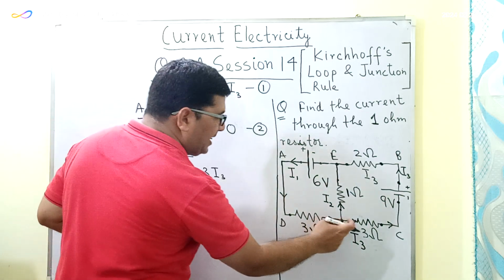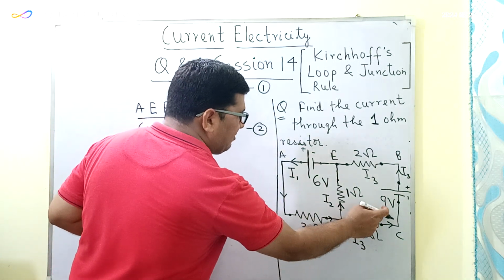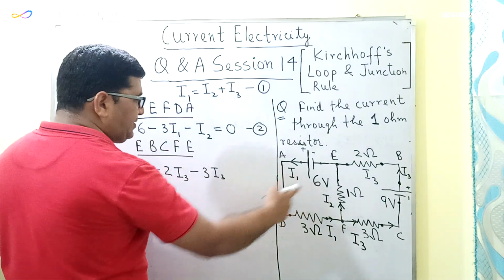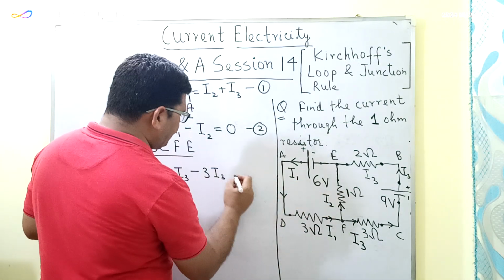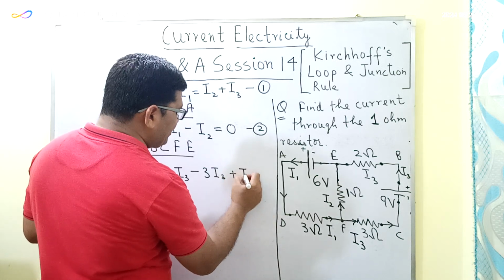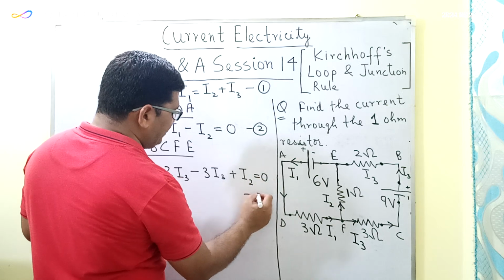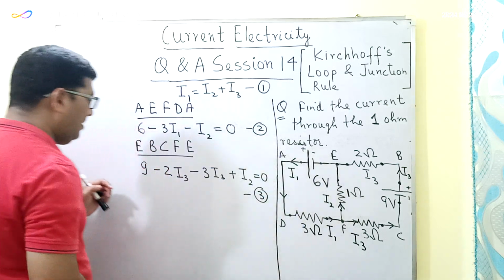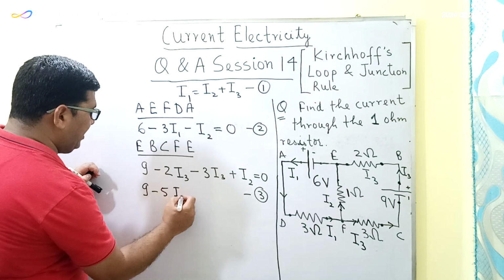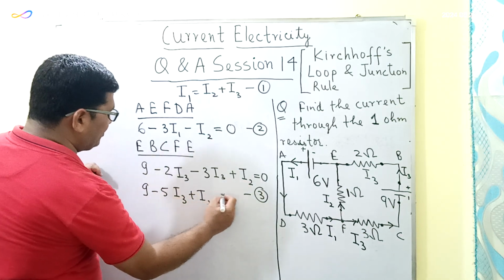the direction of flow of the current I2 across this 1 ohm resistor is opposite to the direction of flow of the current across this 3 ohm resistor, this EMF source, and this 2 ohm resistor. So the potential difference across this 1 ohm resistor will be taken as positive, and this will be equal to simply I2, and this will be equal to 0, and this is the third equation which I have got. So this is equal to 9 minus 5I3 plus I2, and this is equal to 0.